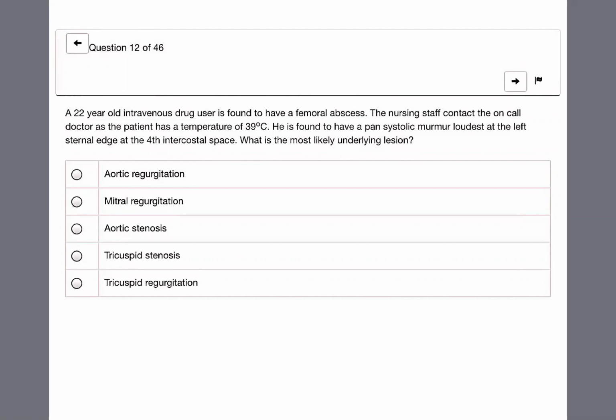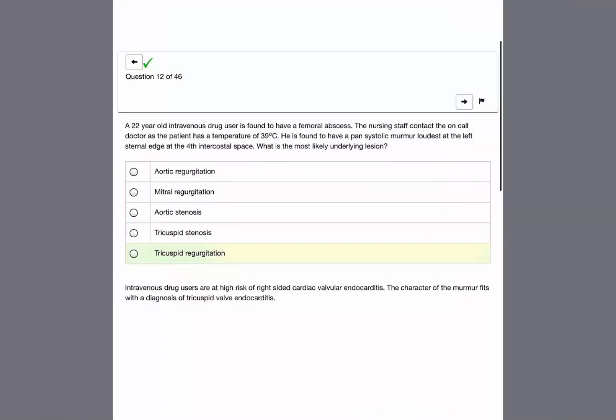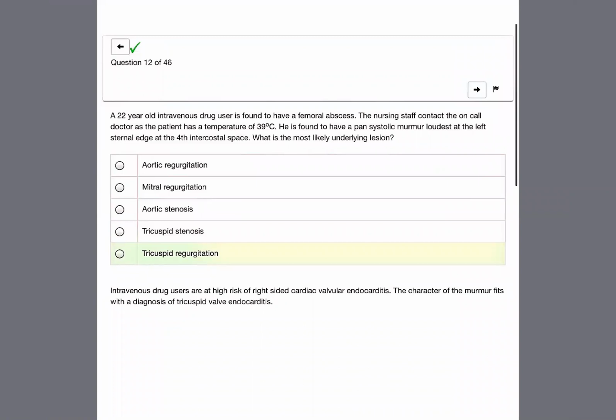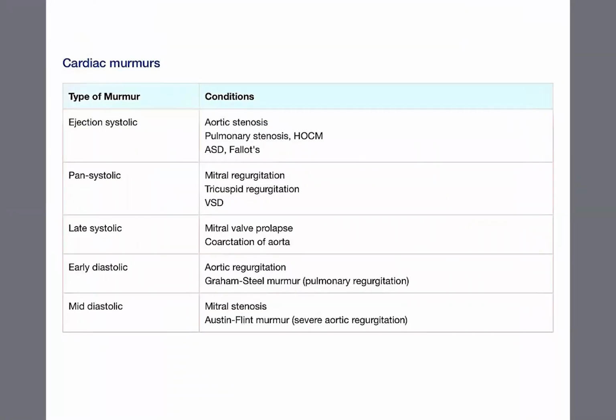Why not stenosis? Just a minute, pansystolic. Yes, because it is pansystolic with the site at the fourth intercostal space. So it's tricuspid regurg. Exactly, tricuspid regurg. Is it clear, or do you want me to simplify again in a few minutes? For me, it's clear. If anyone finds it not clear, write in the chat, please.